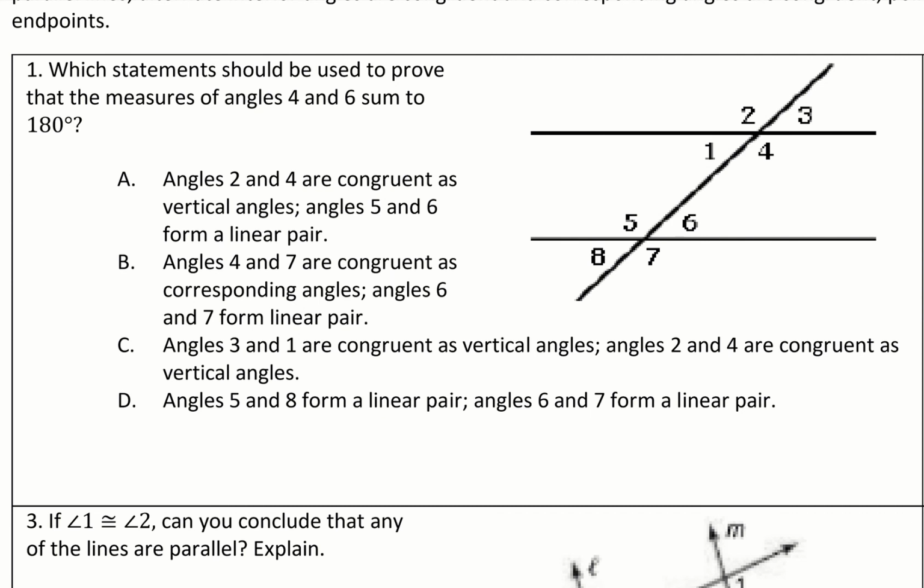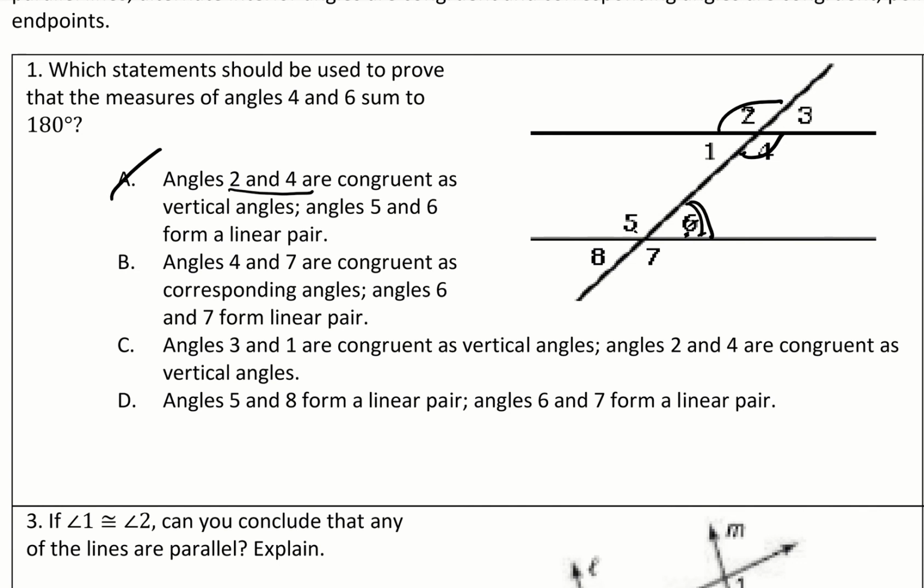So let's look at that. We want to prove that 4 and 6 add up to 180. If I knew that those were congruent, and then 5 and 6 form a linear pair, that's not going to help us. The fact that these are congruent and 5 and 6 are a linear pair tells us nothing about 4 and 6 adding up to 180, unless you say that 2 and 5 are congruent, right? Because they're corresponding angles, but they don't tell us that. So it's not that one.